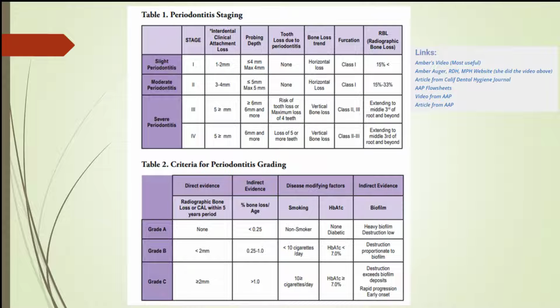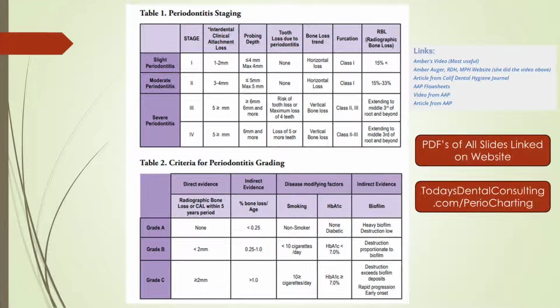So I started Googling around a little bit. It turns out the AAP has come out with some new guidelines as of 2018. And there's some pretty good videos and literature about this, and I've shown some of them on the links up there. So how do you get to those links? They're on our webpage, todaysdentalconsulting.com/periocharting. And also all the slides are in PDF format, are also on that webpage.